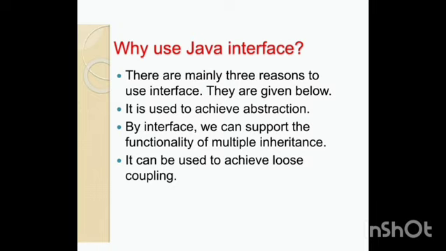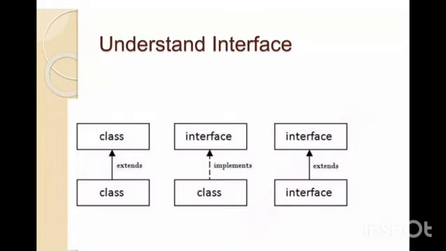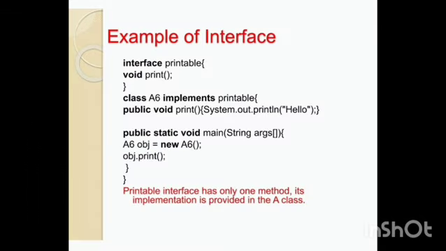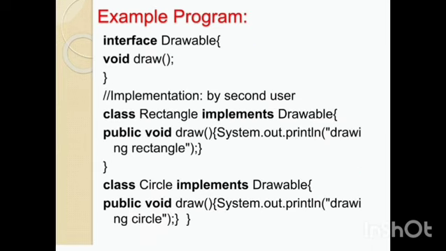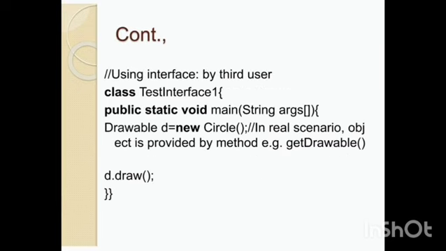So finally, here I am showing the understanding of interfaces. A class extends another class, a class implements an interface, an interface extends another interface. So I hope you understand. Here is the example of the interface. Here I am using Printable as an interface and A6 as a class. So here A6 implements Printable. So here is another example of an inheritance program.